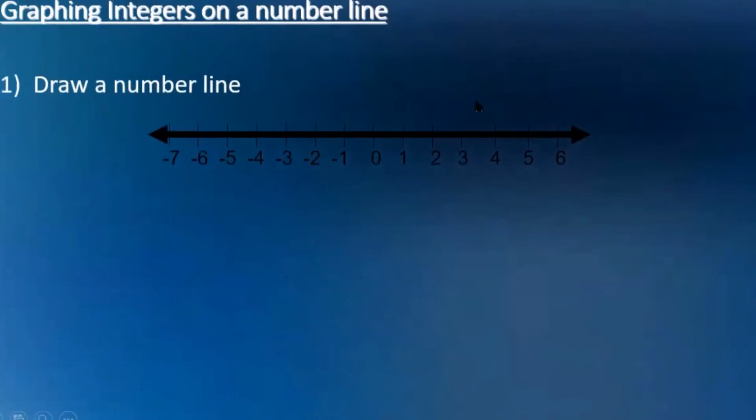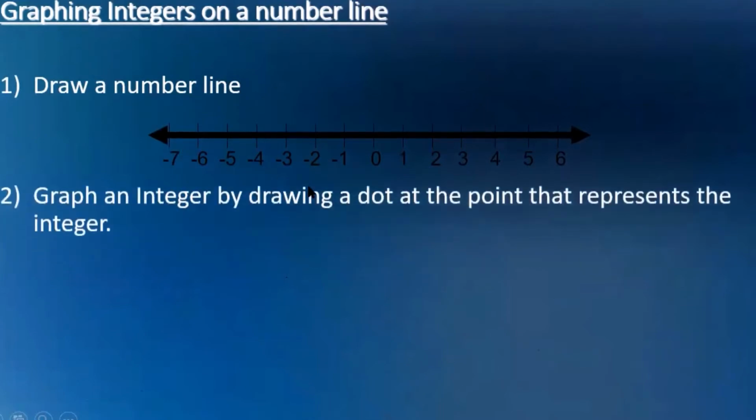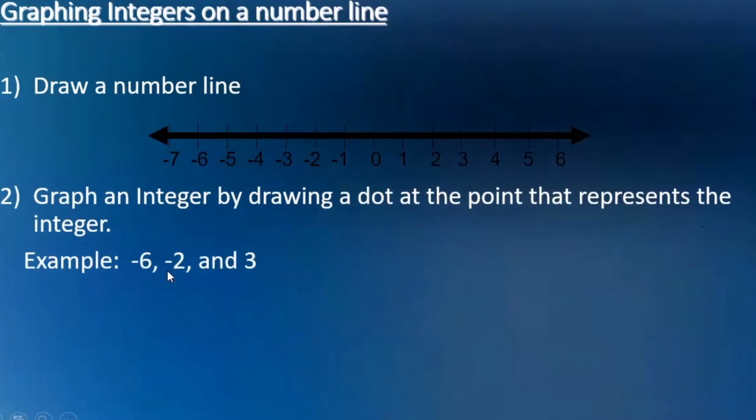So to graph integers on a number line, draw a number line. So 0, and on the right side of 0 are the positive numbers, and on the left side of 0 are all negative numbers. Then to graph, draw a dot at the point that represents the integer. Examples: -6, -2, and +3.